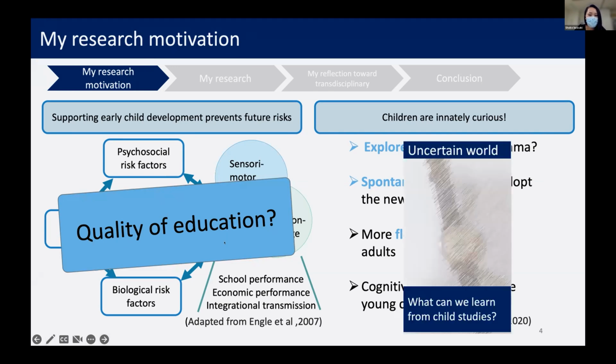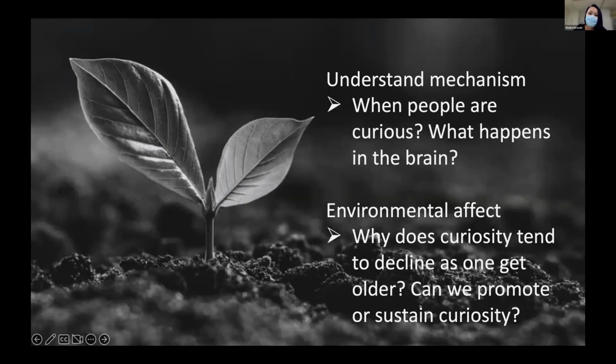So, is it beneficial to study children's curiosity mechanism? And what can we learn from children's studies? If curiosity is an innate feature of human beings, what happens when we want to know something? How can we maintain this desire in our lifetime?